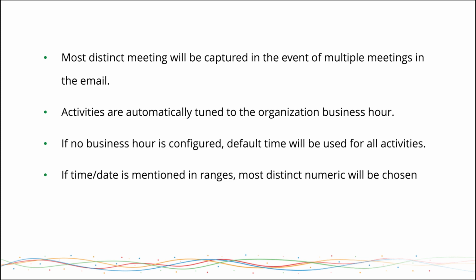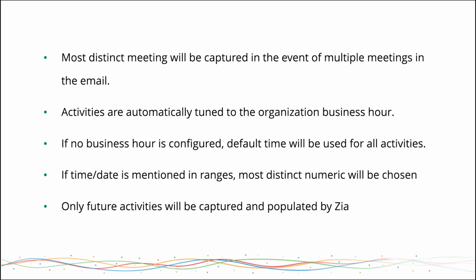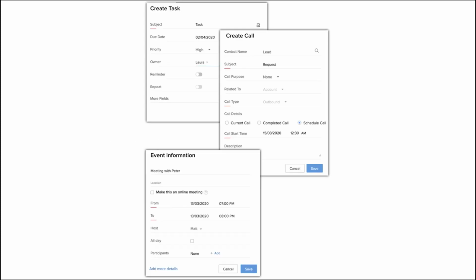In cases where the time or date is mentioned in ranges like 3 to 4 p.m. or 20th to 22nd March, Zia will pick the first instance, that is 3 p.m. and 20th March. To ensure accuracy, we recommend you check the populated time and date before saving and edit it if needed. Zia will capture meetings, tasks, and calls that are scheduled for future dates only. For example, if a meeting is scheduled for the same day, then Zia will not pick the activity.